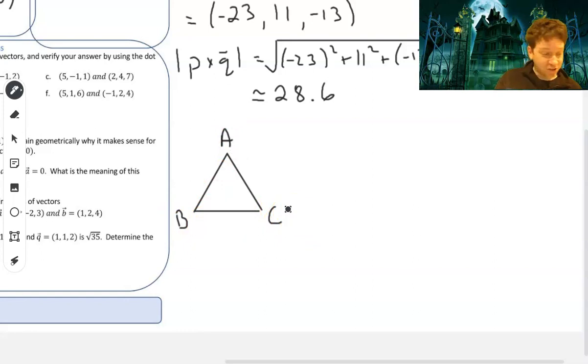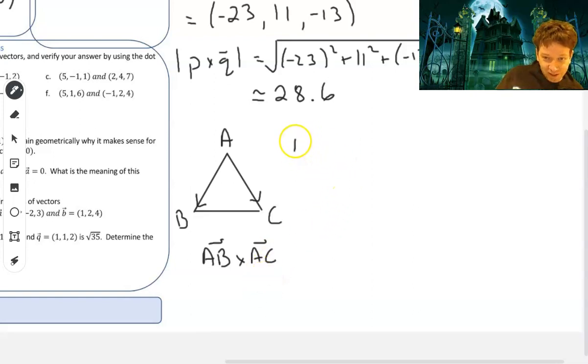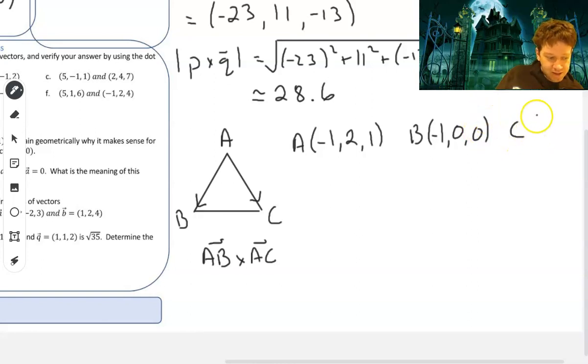First, you need to pick where you're going to draw your vectors. Remember, they should be tail to tail. So if you want, you can do AB and AC. All right, so if we're going to find the cross product of AB and AC, we first need to find those position vectors. So let me just rewrite what those positions are. So A is -1, 2, 1. B is -1, 0, and 0. And C is 3, -1, and 4.